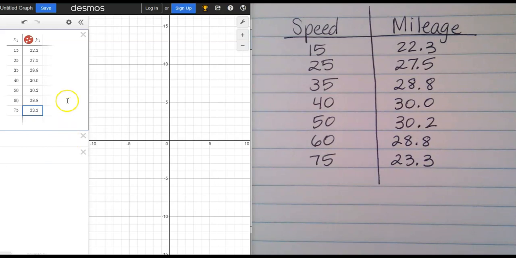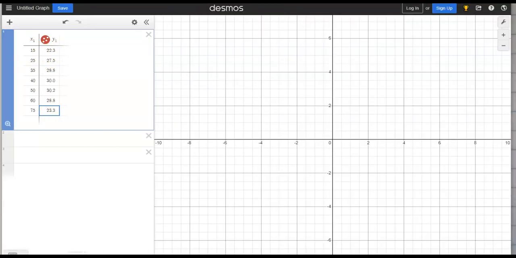Now, I've put in these points. These are all representative of points. Like each one of these is an X and a Y, and that makes 1 point. But you notice I don't see any points on my graph. Well, that's because I'm looking in the wrong place.